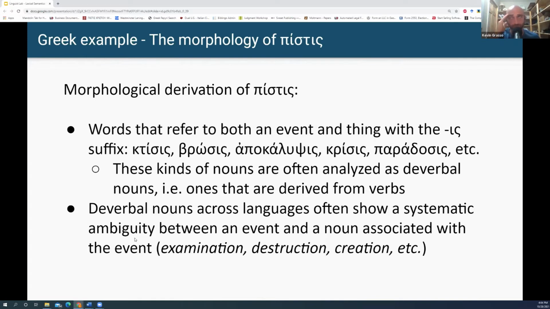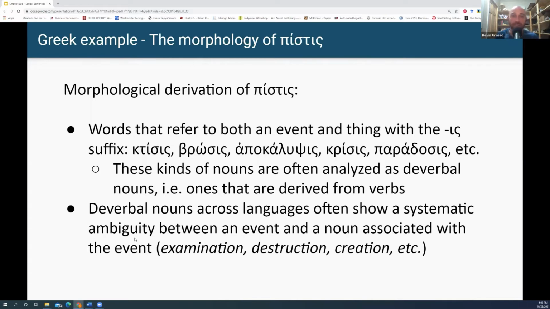Words that refer to both an event and a thing with the -sis suffix. So you have this suffix -sis on the end, right? That seems to attach to a lot of nouns that are derived from verbs. So ktisis is from ktizo, right? And it refers to the creation, or the act of creating, just like creation. So in many ways, this suffix is like the -tion suffix in English, right?